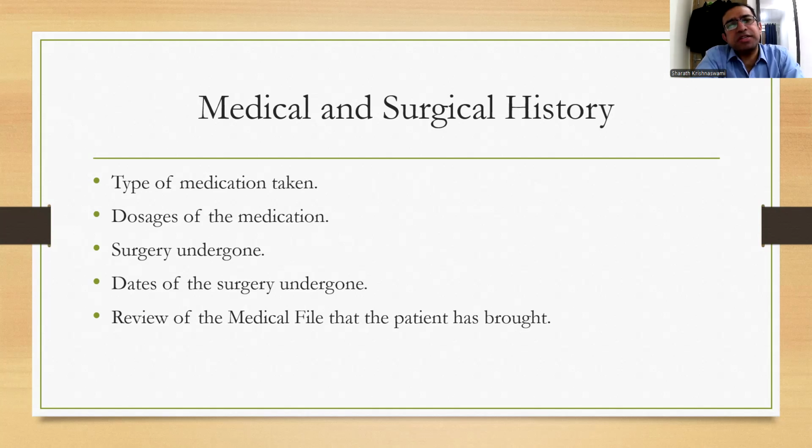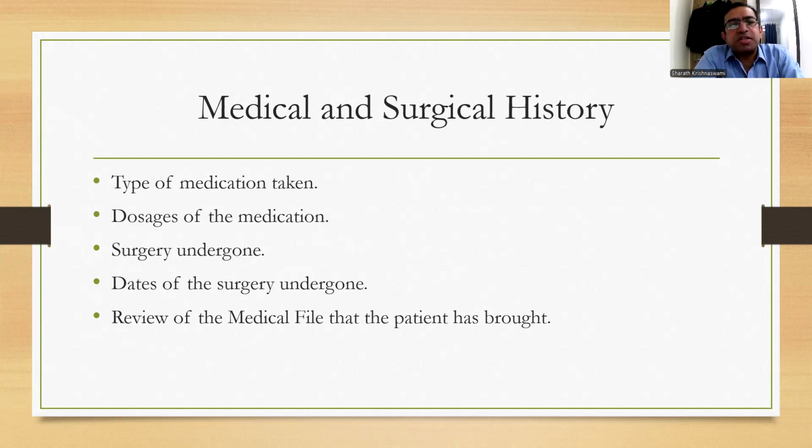So the patient might present to you with their file, which contains the medical and surgical history. And if they're not aware of the kind of medicines that they're taking, you will have to ask them about the types of medication they are taking, as well as the dosages. This is important because the side effects of the medication can affect the general well-being of the patient, and not just the condition that the patient comes with. It's important to know what medication they're taking and how this can affect the various organ systems.